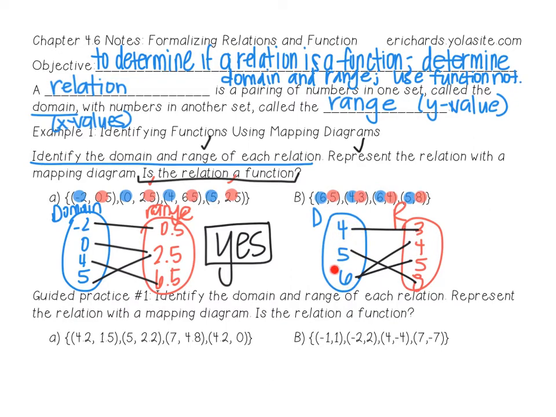Look at your x coordinates. There's only one line from there, one line from there, but two from here. Because there's two lines coming from this 6, this is not a function.